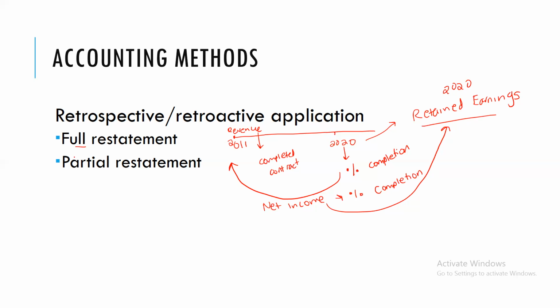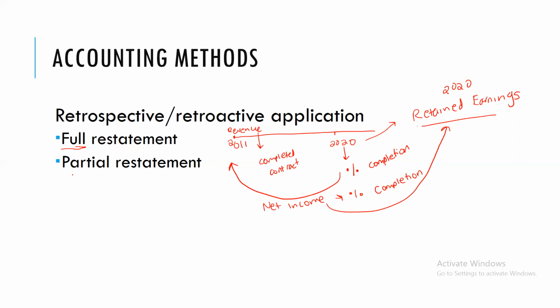So full restatement means go back all the way to 2011, or go back all the way to when you first started using the accounting policy. So when you first started using completed contract, change retained earnings for what it would be if you were always using percentage completion. Okay, so that's full restatement. That looks like a lot of work to go back all of these years and figure out what your revenue and your net income would be.